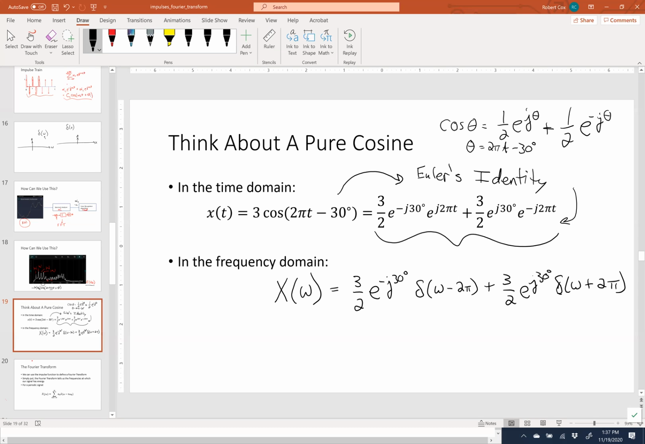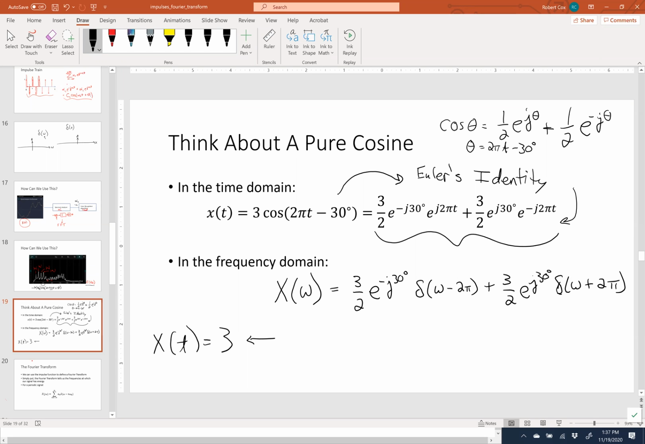Let me try something simpler for a second. Let's say I had x of t equals 3, just the number 3. If I had x of t equals 3, at what frequency does this guy have information? All of them? No.